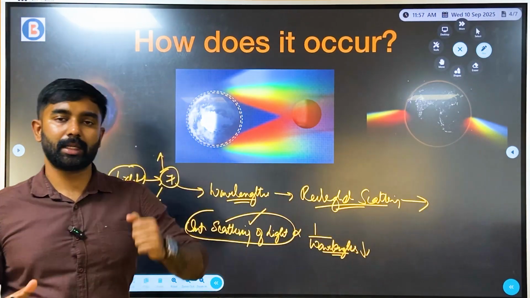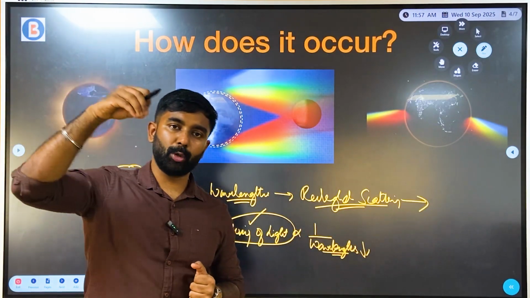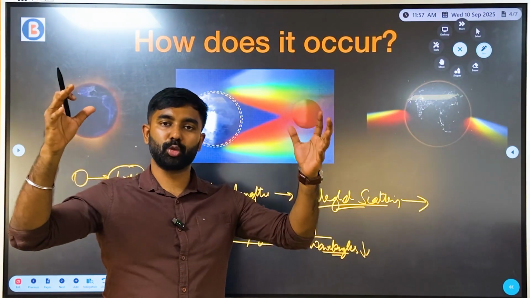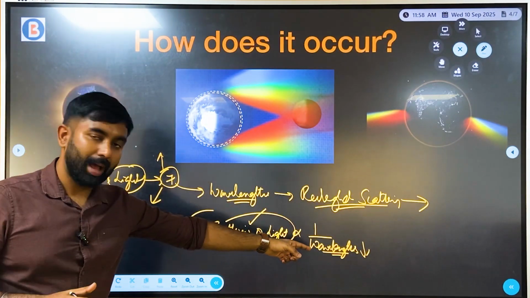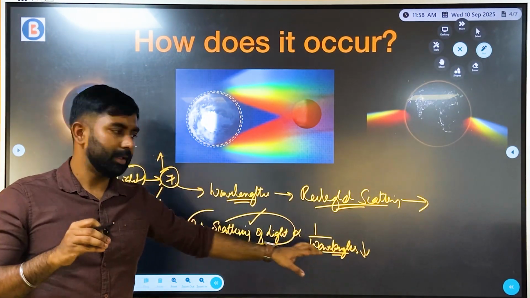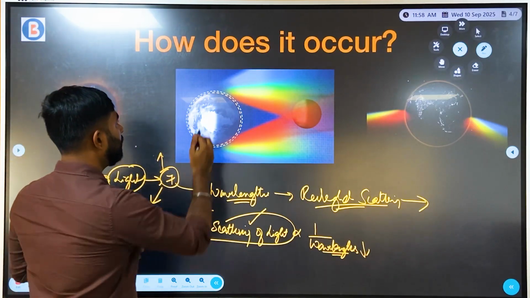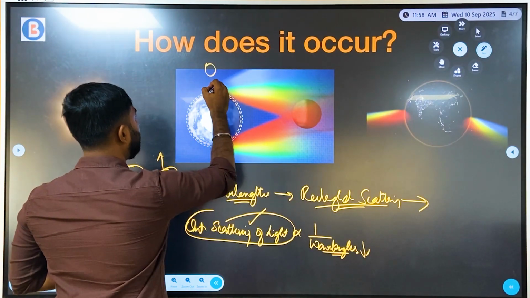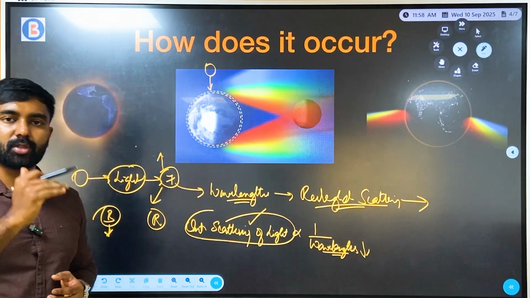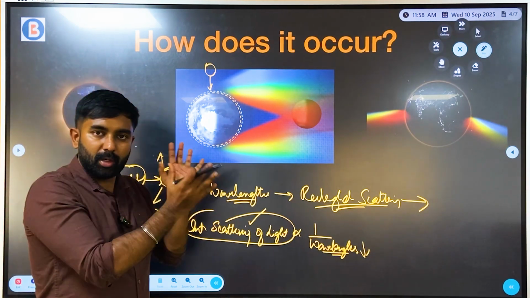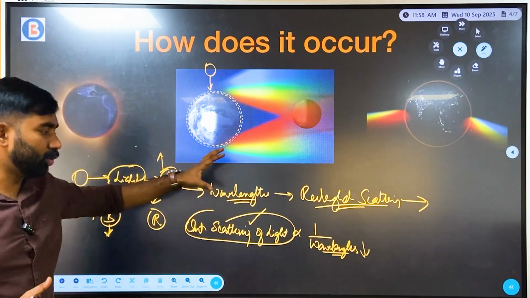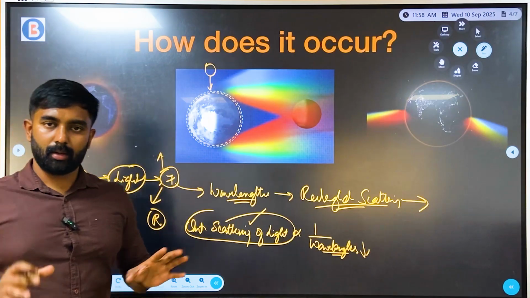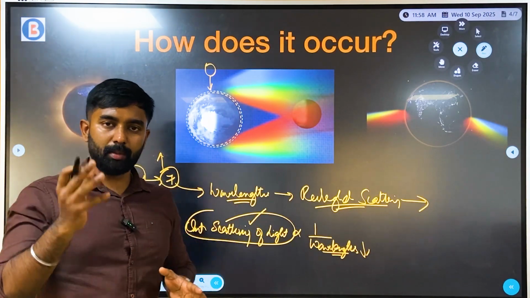And hence, especially in the afternoon, when the sun is exactly over the head, the sky appears to be blue, because blue, having a very small wavelength, scatters more, and since the sun is exactly above the head, it does not have much distance to travel. So because of the short distance and the huge scattering of the light, the daylight appears to be blue.